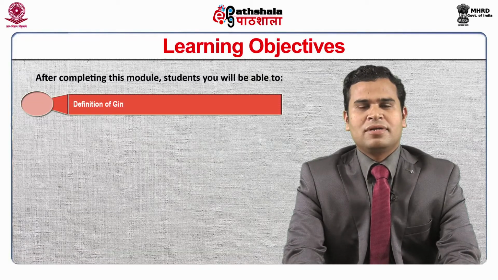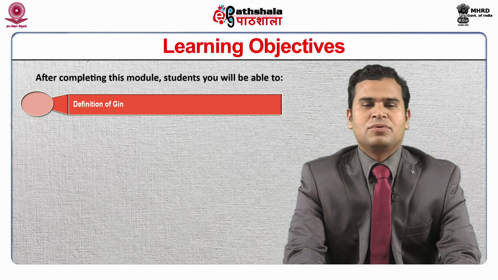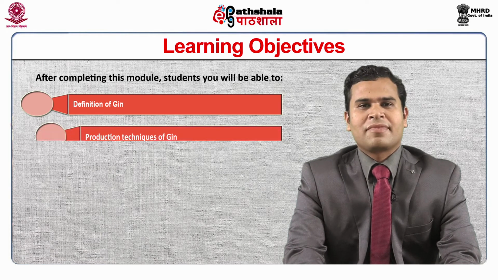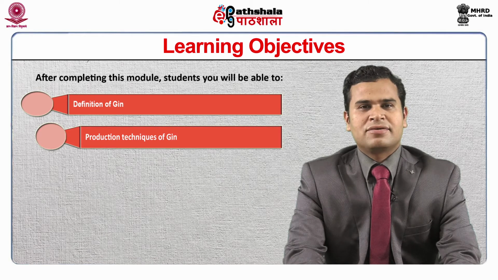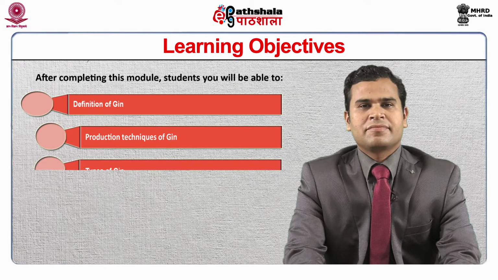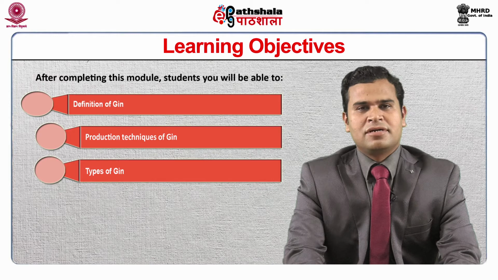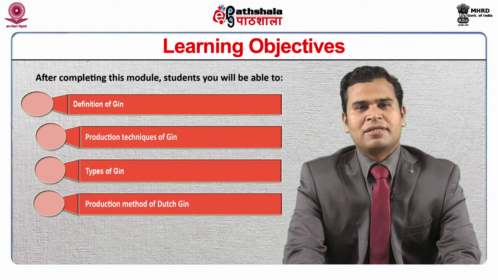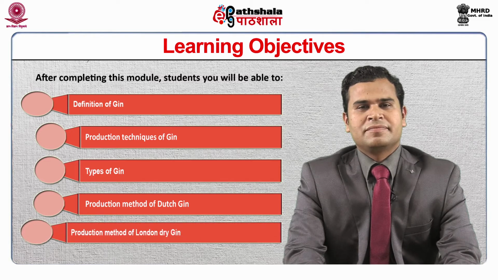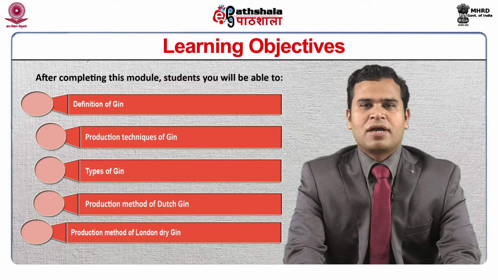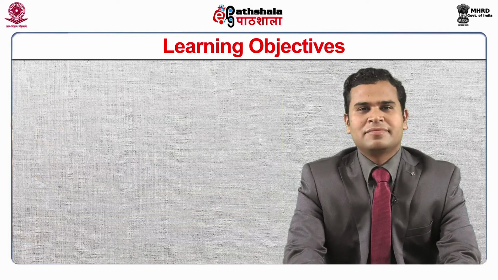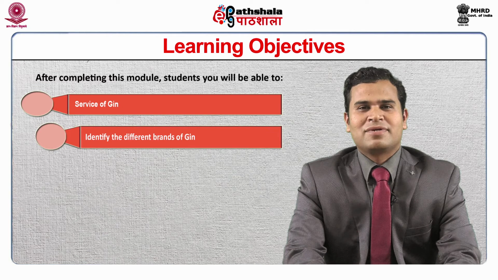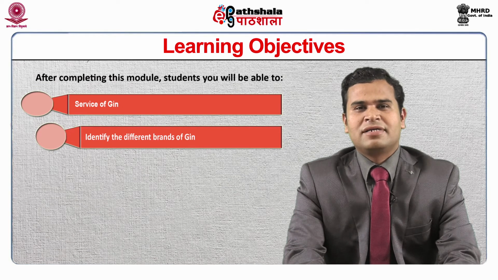After completing this module, the students will be able to learn: first, the definition of gin; second, production techniques of gin; third, types of gin; fourth, production method of Dutch gin; fifth, production method of London dry gin; sixth, service of gin; and the last one, they'll be able to identify the different brands of gin.